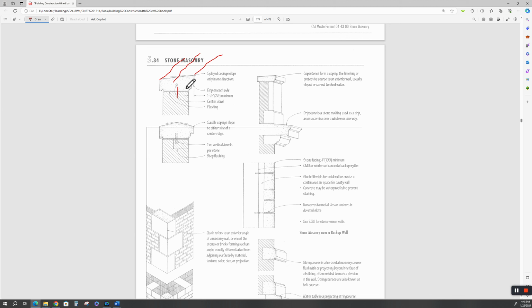So for doing this in modern day time, we wouldn't have to use the dowels and mortar pins. Here's two vertical dowels on a cap. And this is a step flashing through the masonry. This would have to be mortar. This is a center ridge. This is called a saddle coping. This is a splayed coping. This is a capstone form of a coping.